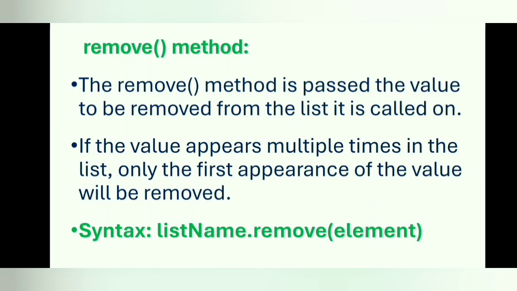Remove method in Python. The remove method removes the passed value from the list. If the value appears multiple times in the list, only the first appearance of the value will be removed. Syntax: listName.remove(element). The parameter element is the value to be removed from the list.